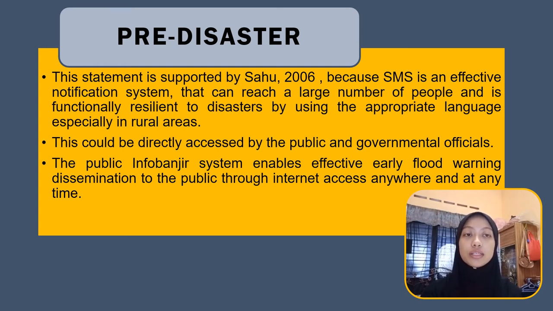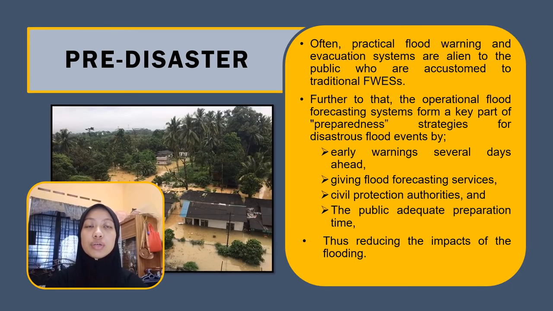The public infobanjir system enables effective early flood warning dissemination to the public through the internet access everywhere and at any time. Often, the practical flood warning and evacuation system are aligned to the public who are accustomed to the traditional FWES. Further to that, the operational flood forecasting system form a key part of preparedness strategy for disastrous flood event by early warning several days ahead, giving flood forecasting service, civil protection authorities and the public adequate preparation time. Thus, this can reduce the impact of the flooding.